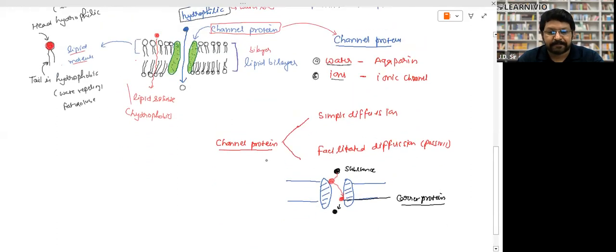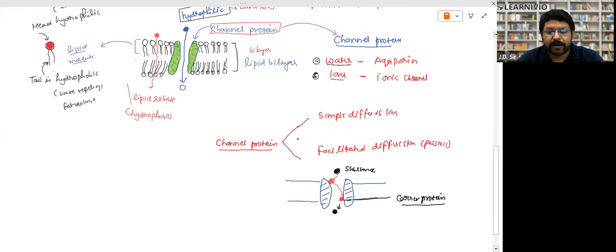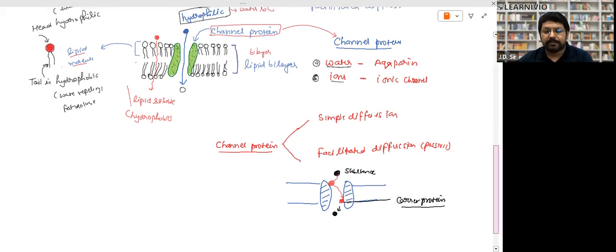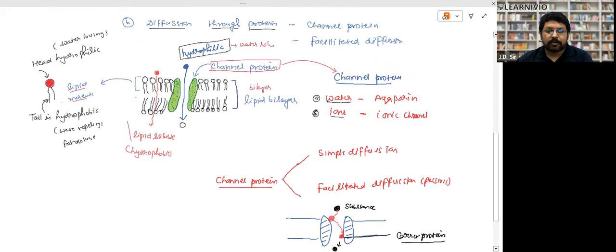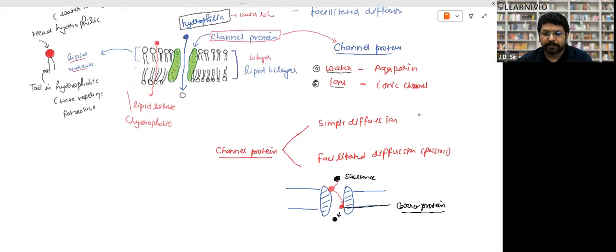So again, the channel proteins diffuse substances in two ways: simple diffusion and facilitated diffusion. Try to understand. Channel protein diffuses substances by two methods. First method is simple diffusion. In simple diffusion, like you can see, the substance can cross through this channel protein, right? Simply, this is a channel protein. For example, this is a channel protein.